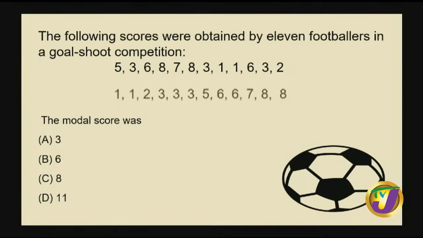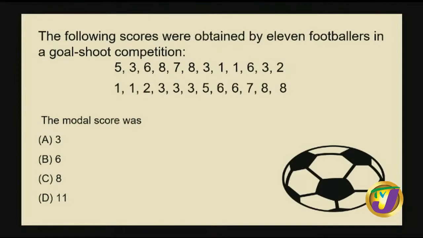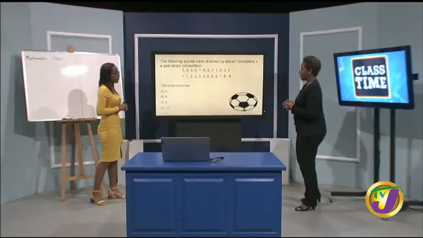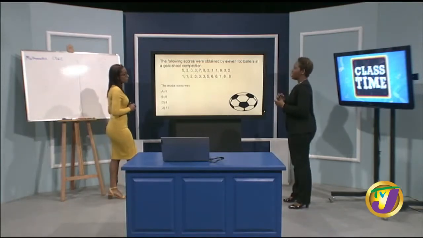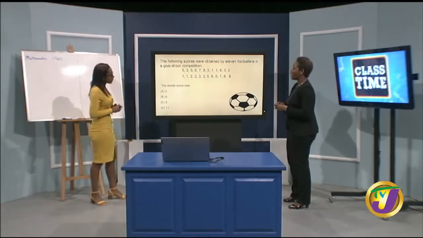So here goes. We organize the data. Is it a little bit easier now for you to identify the modal? Because right here you don't need to calculate anything whatsoever. Guys, we need to fix an error. It's 12 footballers, because I'm scanning through it and I'm seeing 12 numbers. So it's 12 footballers in a goal shoot competition.